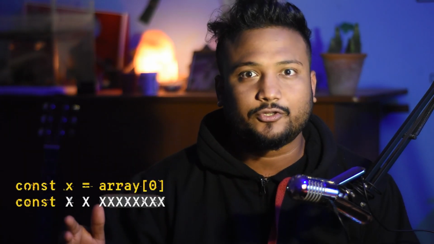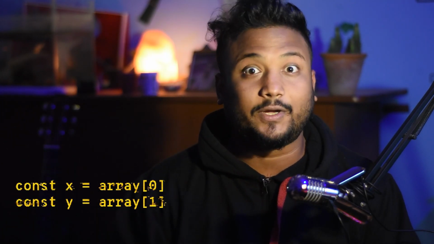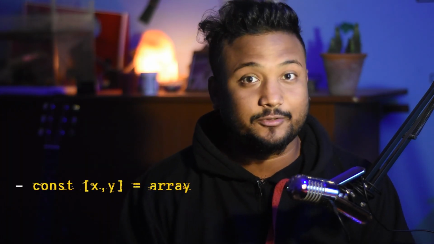So let's just start off with the very simple object destructuring or even array destructuring. Destructuring is a concept of JavaScript, which is a special syntax that allows us to unpack objects and arrays using a very simple, easy to understand syntax. So instead of writing const x equals array[0], const y equals array[1], we can use the destructuring concepts of JavaScript to quickly and easily unpack objects and arrays both.